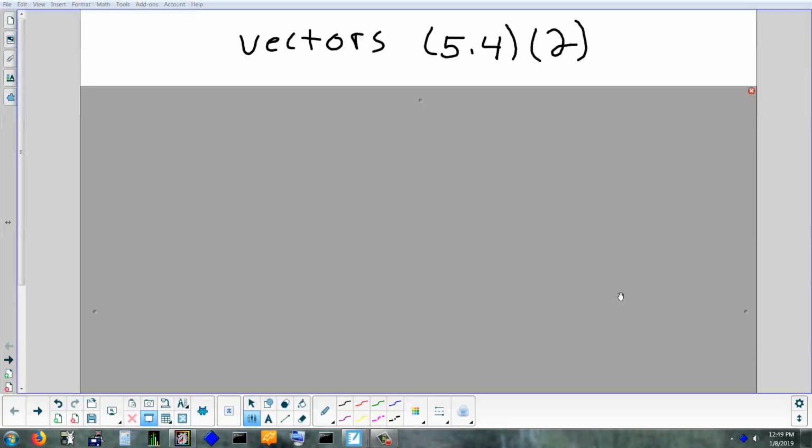So we're going to finish up section 5.4. We did part 1 yesterday, a lot of drawing vectors. Today we're still going to do drawing, but only if it's a word problem. For everything else, we're going to try to figure out a way to add vectors and subtract them without making a sketch.